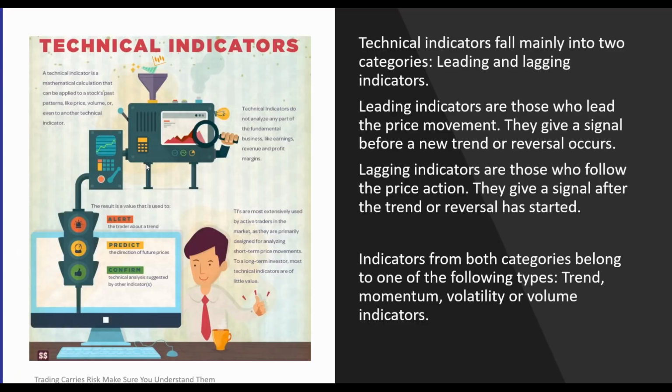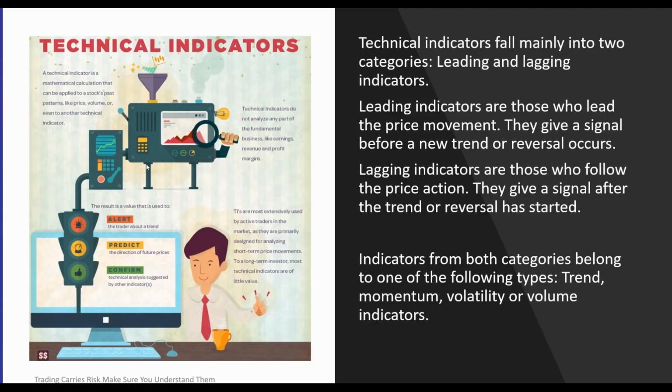So a technical indicator is a mathematical calculation that can be applied to an asset's past patterns like price, volume, or even another technical indicator. Technical indicators do not analyze any part of fundamental business. It doesn't look at news or headlines. It doesn't look at economic results. It doesn't look at quarterly earnings. It doesn't look at profit margins. Could care less. Technical indicators are based on mathematical calculations and the philosophy that everything and anything that could happen that would affect the price is already calculated into the price.